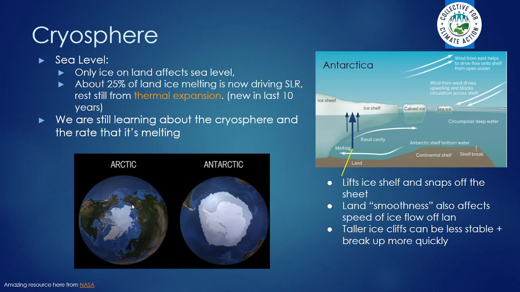So at the moment, about 25% of sea level rise is now driven by the ice melting. When I was studying 10 years ago, the science was saying that it was all coming from thermal expansion still. So just the ocean slowly heating up and just getting bigger. So in the Arctic, it's mostly air temperature that's melting the ice.